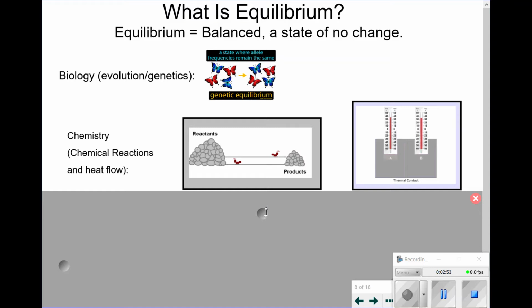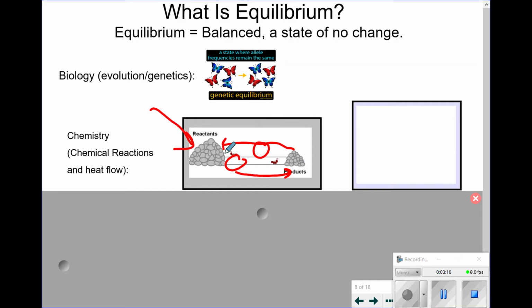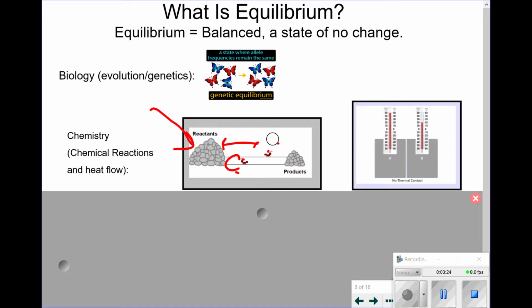As we can see here, it's like we have these reactants that are being moved over by this ant to the products. But as that's happening, this ant is carrying products over to the reactants, breaking it down. We do in fact have a constant flow back and forth, but since they are balanced out, we can just pretend that nothing is happening because it's not affecting the final outcome of the quantities of the products or the reactants. If we take a look at heat flow, we have something called thermal equilibrium.